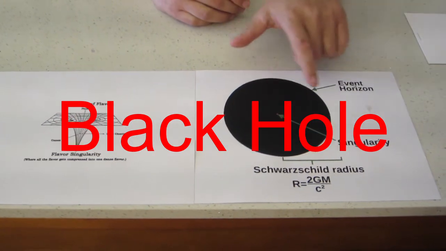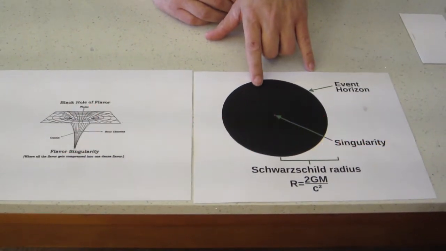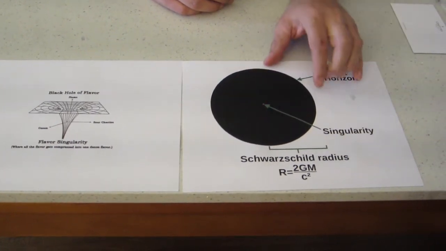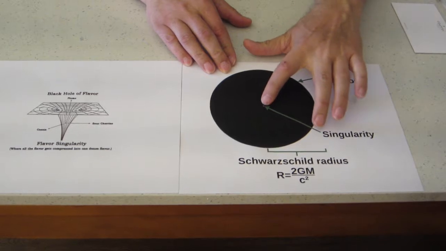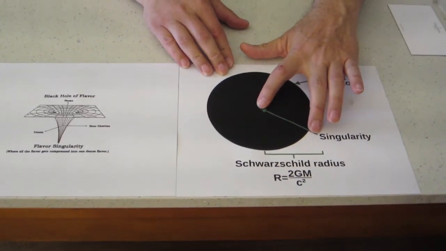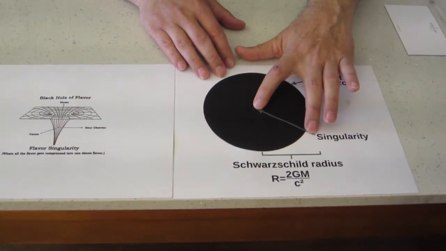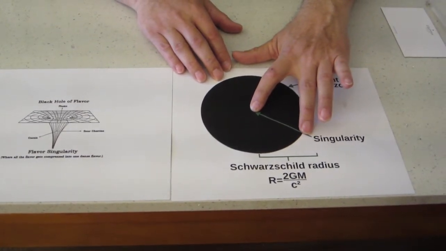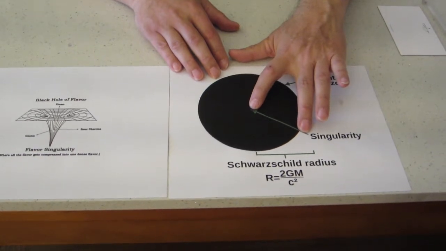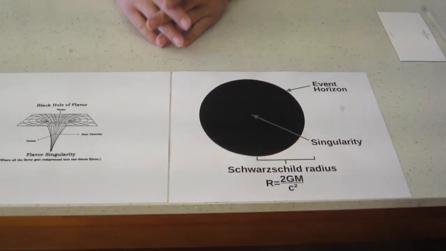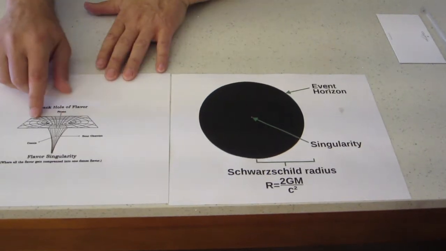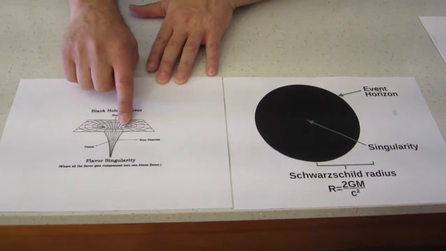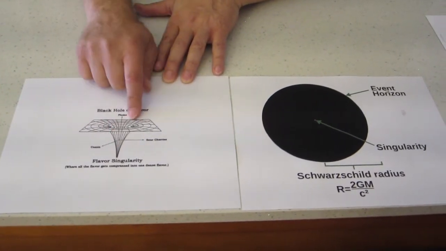So here we have a diagram of a black hole, and there's something called the Schwarzschild radius. All that means is that at the Schwarzschild radius, the gravitational strength of a black hole is so strong that light cannot escape. And according to current theory, the space around a black hole is pulled and stretched like this, which means that nothing can escape the black hole.